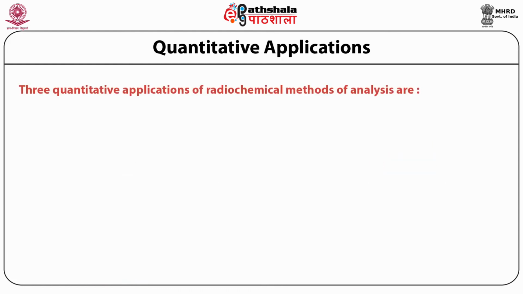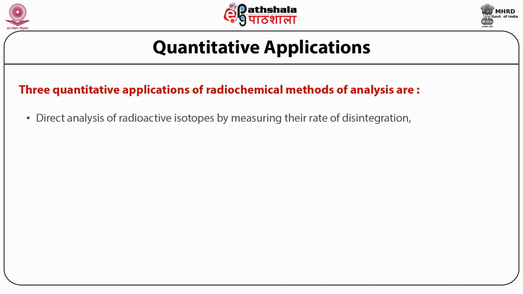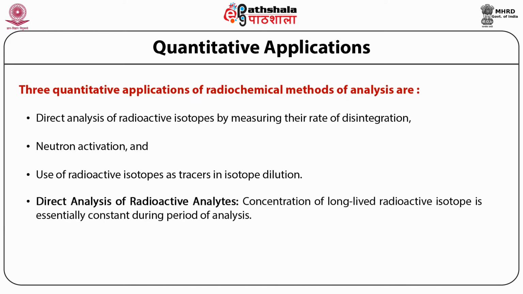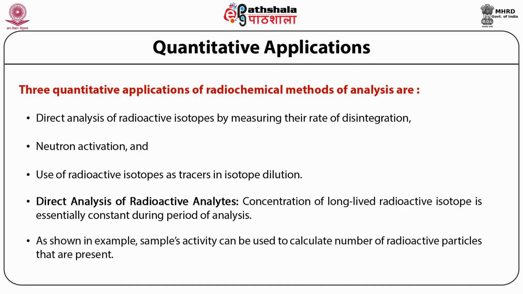Quantitative applications. Three common quantitative applications of radiochemical methods of analysis are the direct analysis of radioactive isotopes by measuring their rate of disintegration, neutron activation, and the use of radioactive isotopes as tracers in isotope dilution. First, direct analysis of radioactive analytes. The concentration of a long-lived radioactive isotope is essentially constant during the period of analysis. As shown in the example, the sample's activity can be used to calculate the number of radioactive particles that are present.